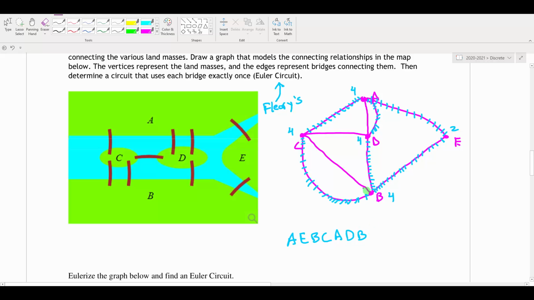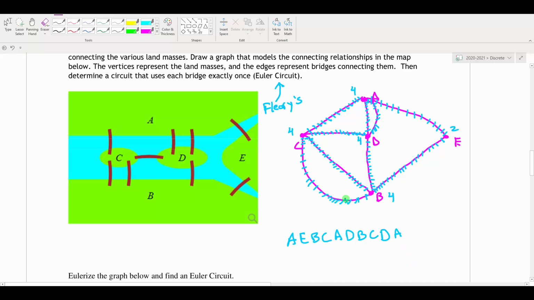Okay, and then I don't have a choice. There's only one bridge there for me to take to get off of landmass B, so I'm going to take that back to C. Okay, so we're back at C, and then we really don't have a choice. We only have one bridge there, so we've got to take that back to D, and then we would go back to A. And that completes my circuit.